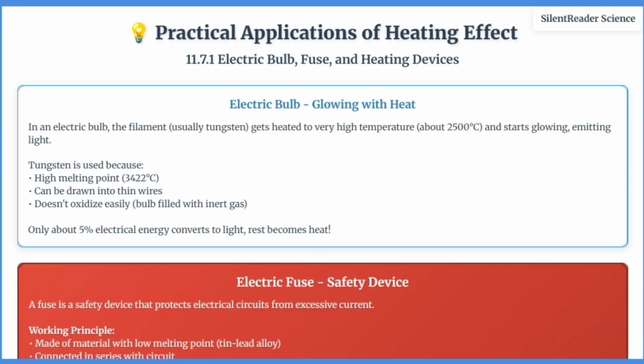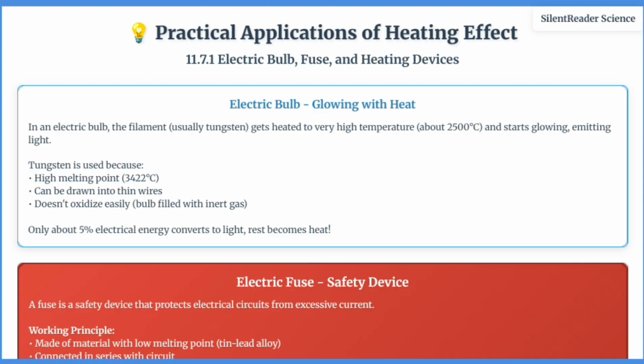Let's look at some practical applications of the heating effect of electric current. In an electric bulb, the filament, usually made of tungsten, gets heated to a very high temperature of about 2500 degrees Celsius and starts glowing, emitting light. Tungsten is used because it has a high melting point of 3422 degrees Celsius, can be drawn into thin wires, and doesn't oxidize easily when the bulb is filled with inert gas. Interestingly, only about 5% of the electrical energy converts to light, while the rest becomes heat.